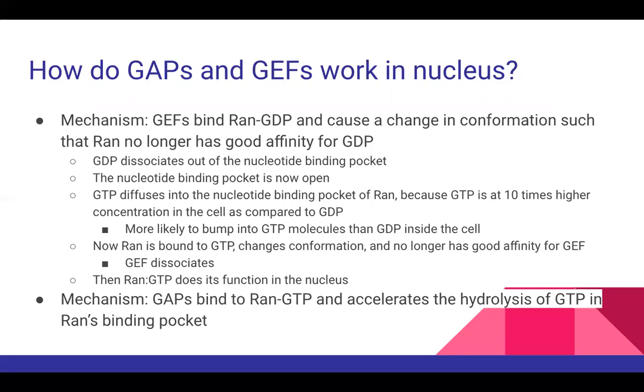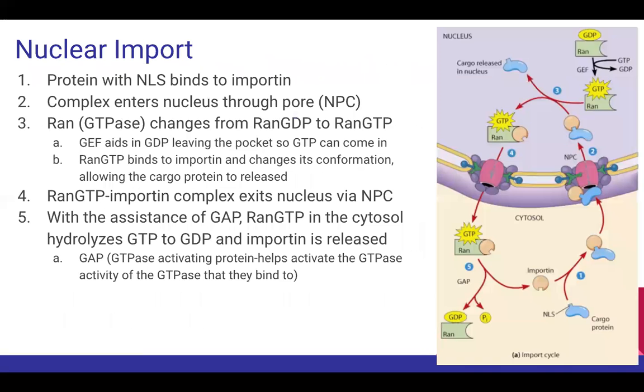GAP is the opposite. GAP accelerates the hydrolysis of GTP to GDP in the RAN's binding pocket. So basically, as a result of GAP, RAN GTP becomes RAN GDP. And now we can talk about how these proteins function in nuclear import and export.